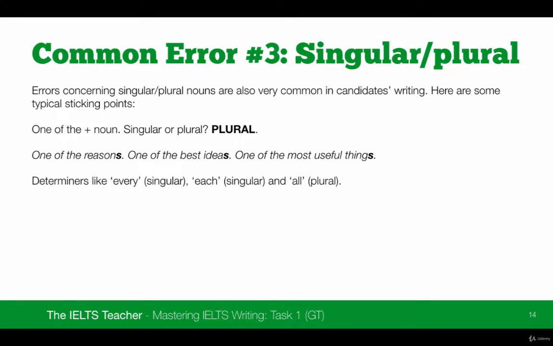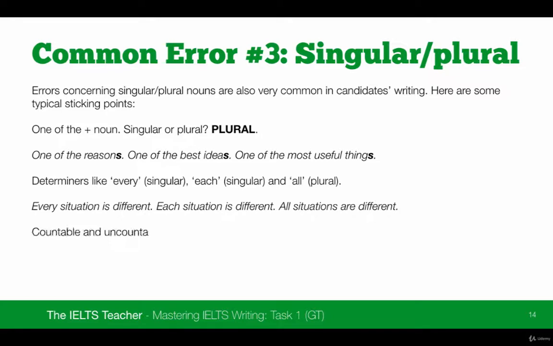Now, determiners like every, each and all can often cause confusion as well. Notice every and each are both followed by a singular, and all is followed by a plural. So let's have a look at this. Every situation is different. Each situation is different. All situations are different. And there you can actually see an example of the conjugation issue coming up again. So these common errors sometimes overlap.